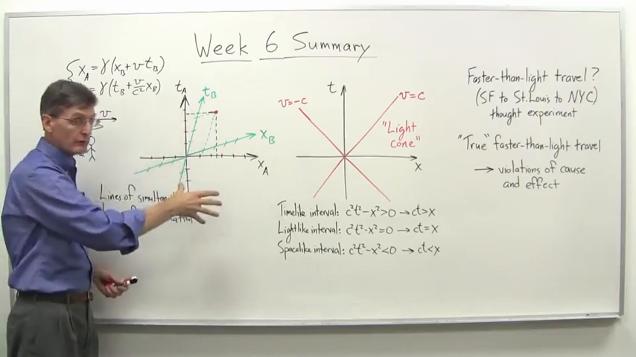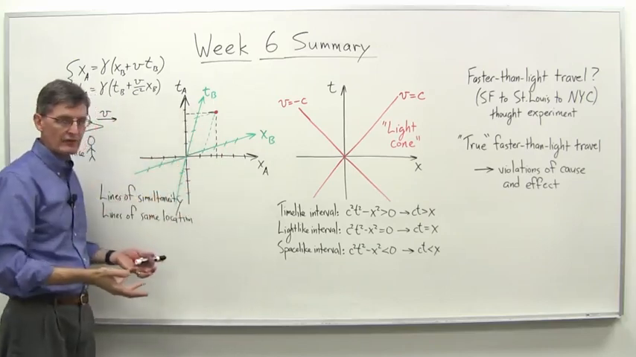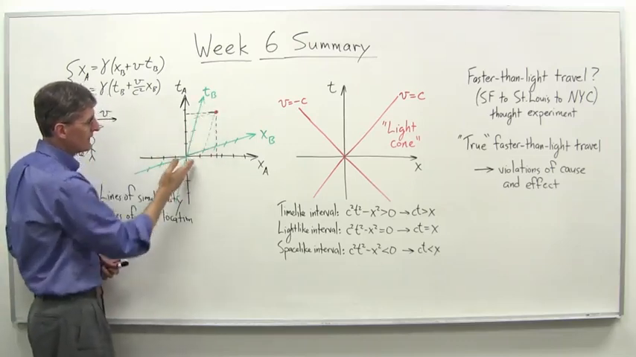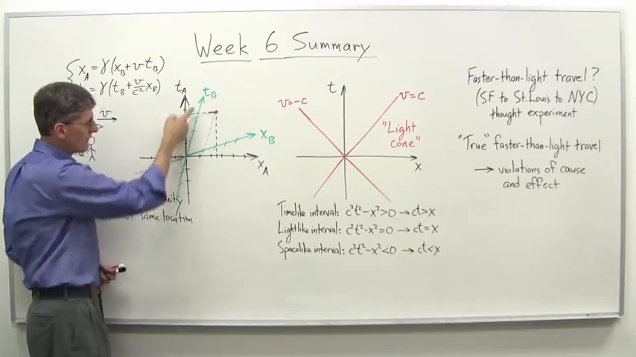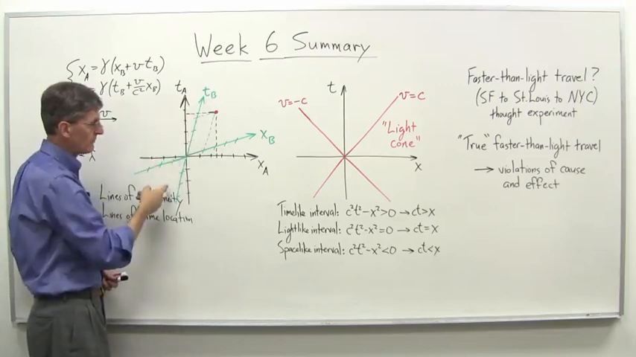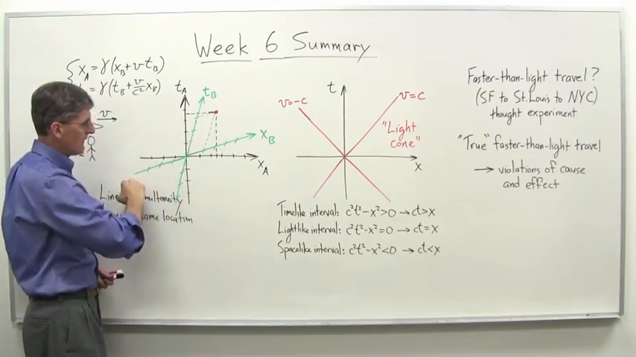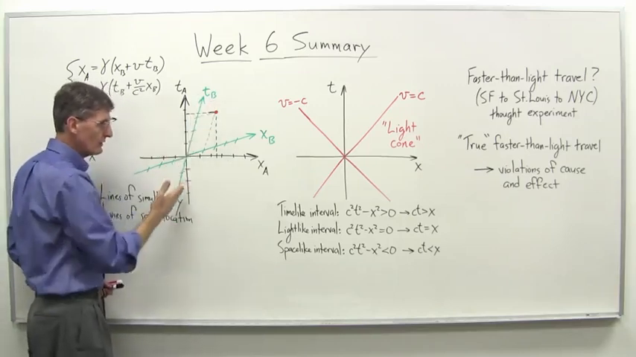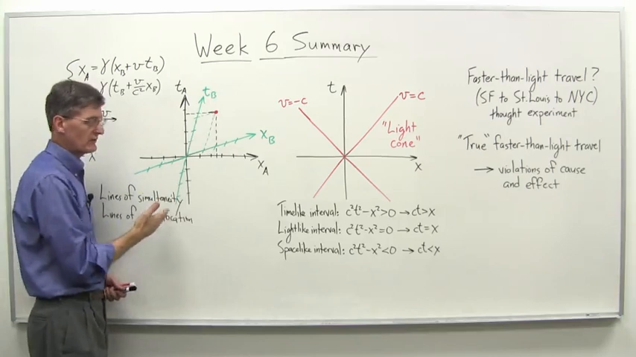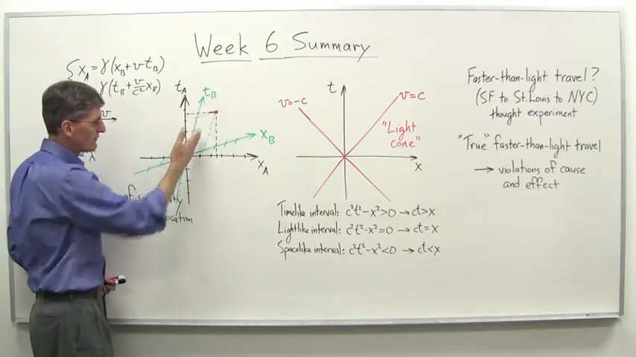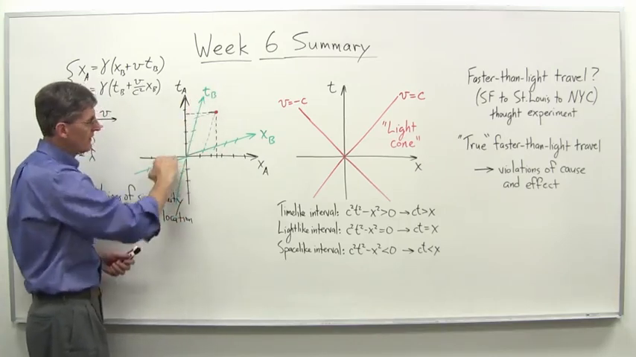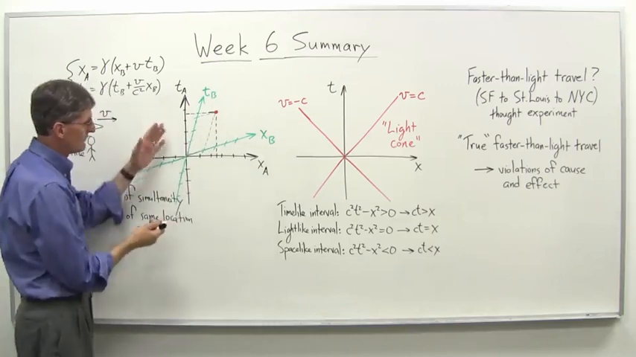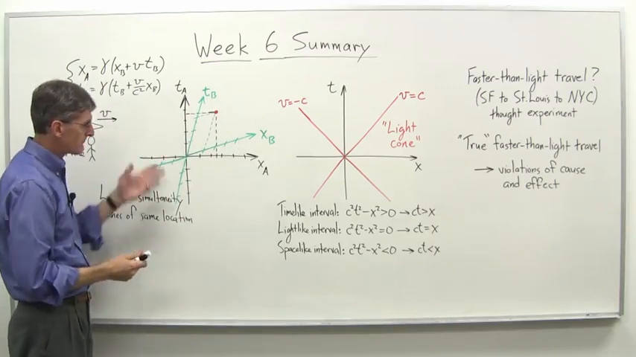For Bob on this plot, however, because the axes are skewed, remember we have to draw the lines of same location parallel to the time axis, and the lines of simultaneity parallel to the x-axis. I said that backwards earlier, so I'll say it correctly this time. So you get this skewing effect.